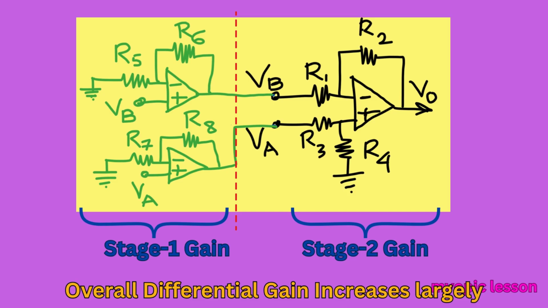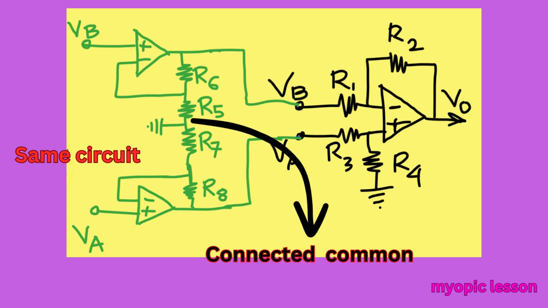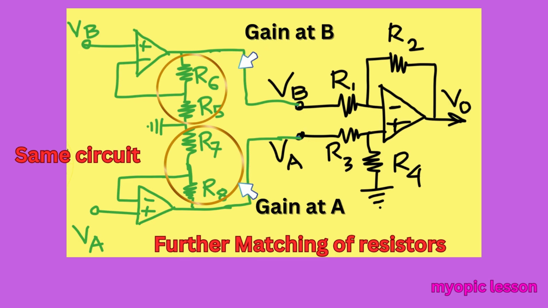Now, the same circuit is drawn in a different way. The resistances R5 and R7 are connected common and then they are grounded. At this, the whole configuration remains exactly the same. Here, R6 by R5 is made equal to R8 by R7, that is, they are matched to keep the gain at every input amplifier terminal the same.